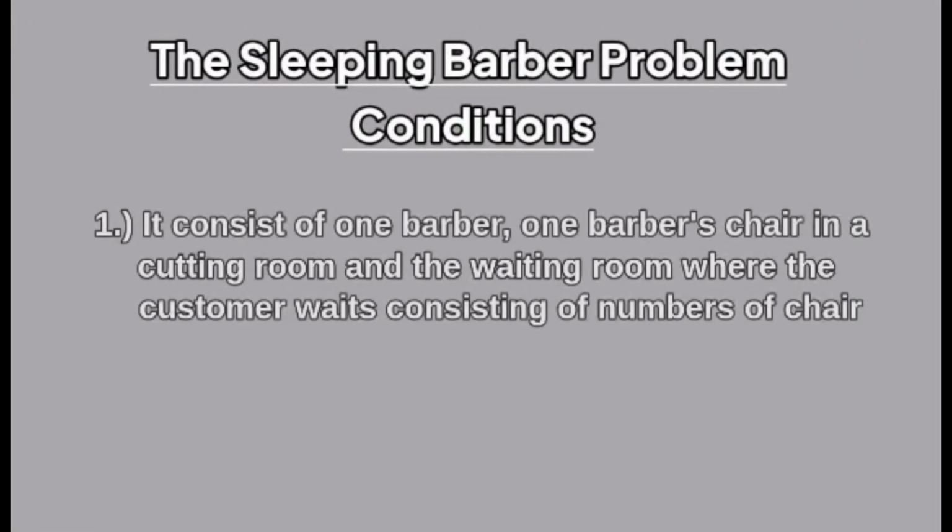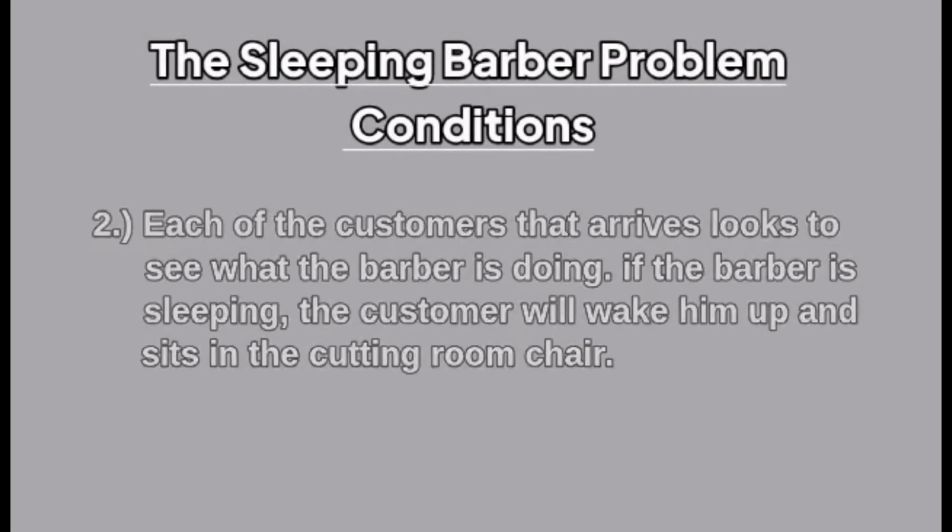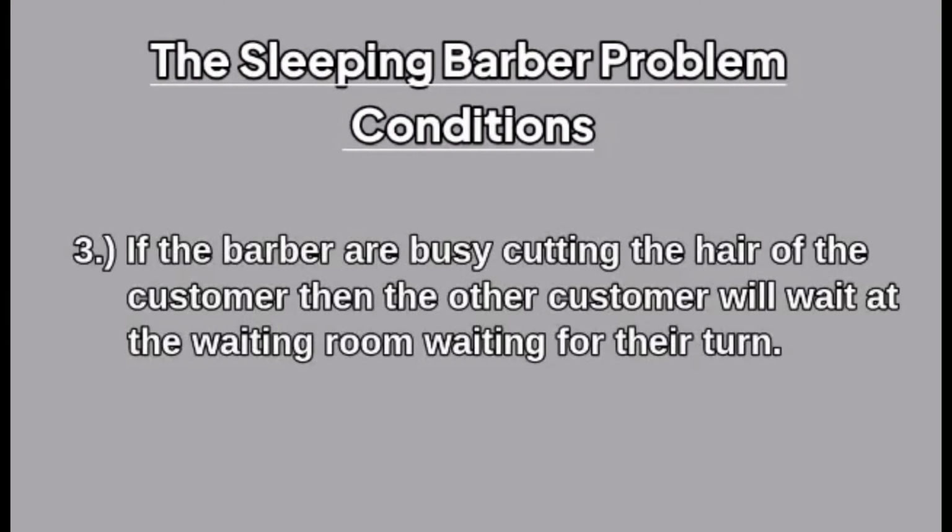The sleeping barber problem conditions. It consists of one barber's chair in the cutting room, and the waiting room where the customers wait, consisting of a number of chairs. Each customer that arrives looks to see what the barber is doing. If the barber is sleeping, the customer will wake him up and sit in the cutting room chair. If the barber is busy cutting the hair of a customer, then the other customers will wait in the waiting room for their turn.